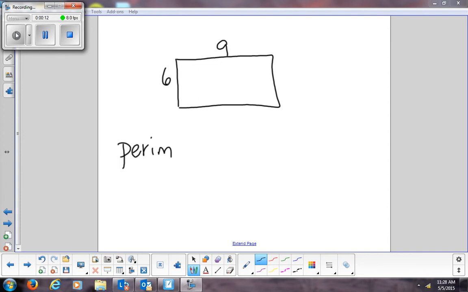Okay, so once you draw the boxes that are 6 down and 9 across, there's two things we're going to be working on: perimeter and area. If I draw 6 boxes down on this side, how many boxes did I draw on the other side?